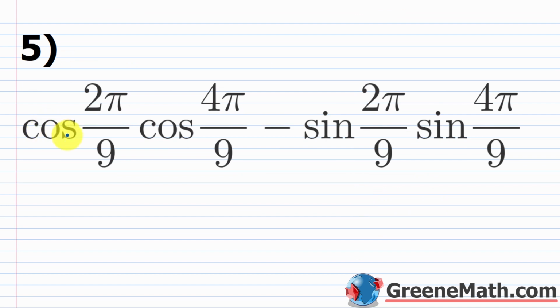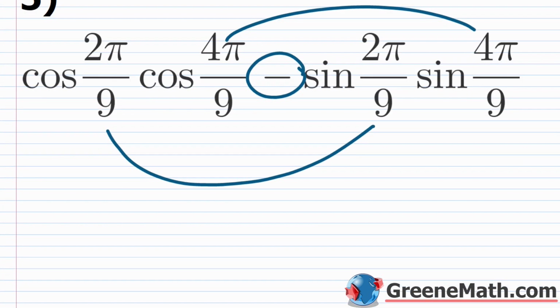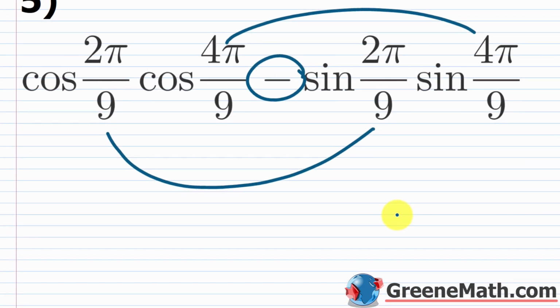So here we see we have the cosine of 2 pi over 9 times the cosine of 4 pi over 9, then minus the sine of 2 pi over 9 times the sine of 4 pi over 9. So notice that this angle and this angle is the same. This angle and this angle is the same. And you have a minus here. So what does that tell me? Well, this is just basically us going in our normal formula for the cosine sum identity, but backwards.